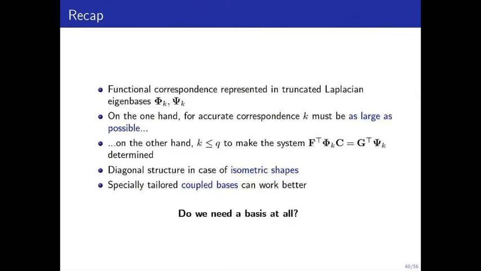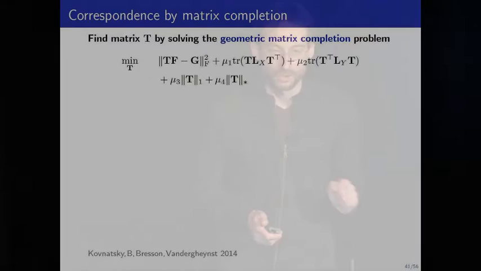If we want to revisit this problem, we can actually work directly with the correspondence operator. So to remind you, the correspondence operator is a linear operator between spaces of functions on the two shapes, on the manifolds X and Y, right? So in the discrete setting, it's a matrix of size N by M, where N and M are the number of vertices on the two shapes. Usually these are big numbers, so it's between thousands and maybe hundred thousands of vertices. So this will be a big matrix.